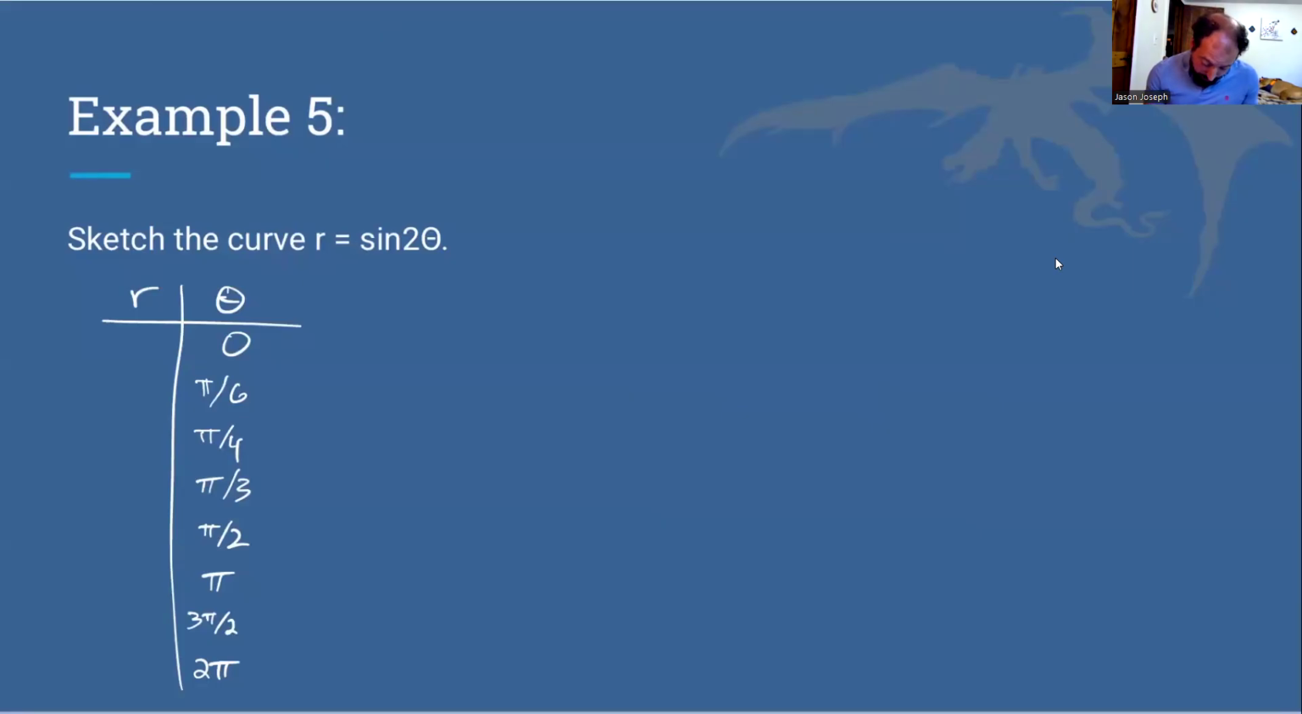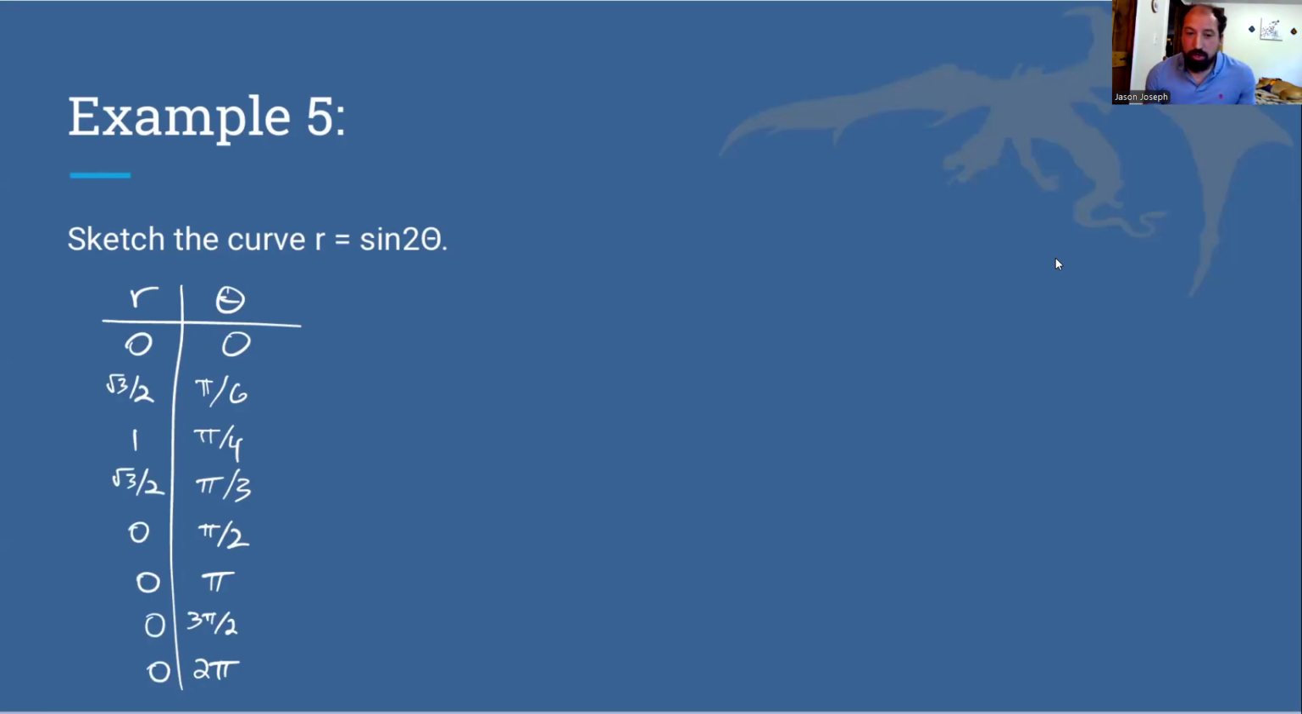So sine of 0 is going to be 0. Sine of pi over 3 is root 3 over 2. Sine of pi over 2 is 1. Sine of 2 pi over 3 is root 3 over 2. Sine of pi is 0. Sine of 2 pi is 0. Sine of 3 pi is 0. And sine of 4 pi is 0.